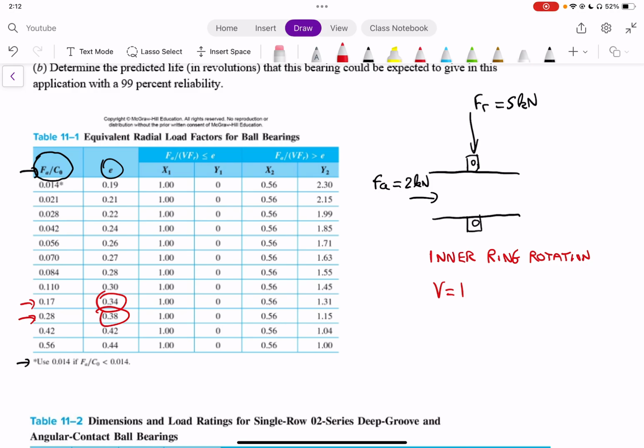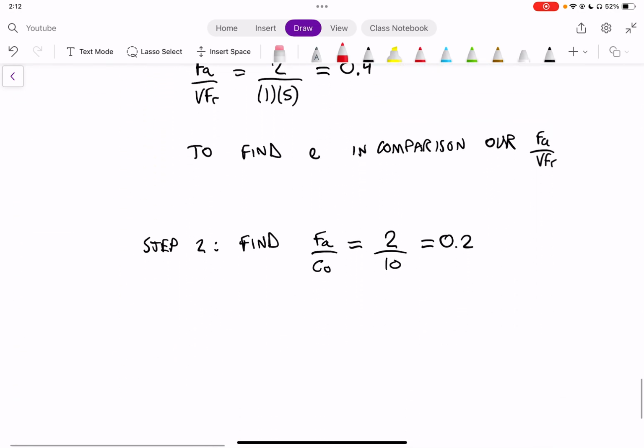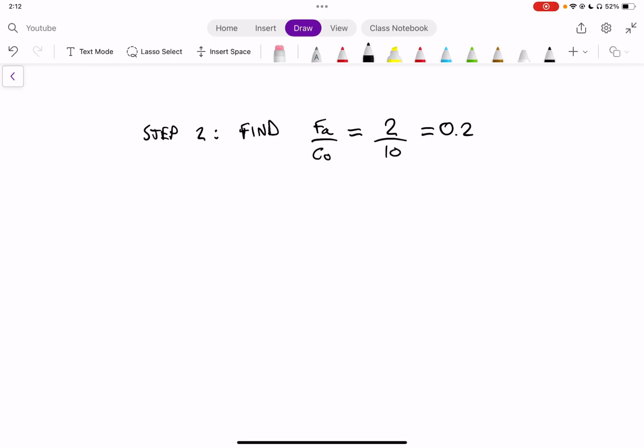First, we can figure out if E is going to be greater or less than FA over VFR. We know that FA over VFR is equal to 0.4. We also know that E is a value we might have to interpolate, between 0.34 and 0.38. But before interpolating, just check your values. Clearly, the value of E is going to be something like 0.35 or 0.355, and clearly that's less than FA over VFR.